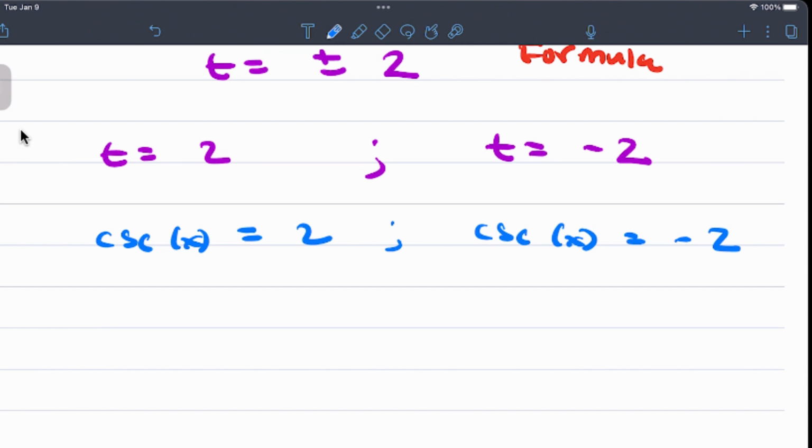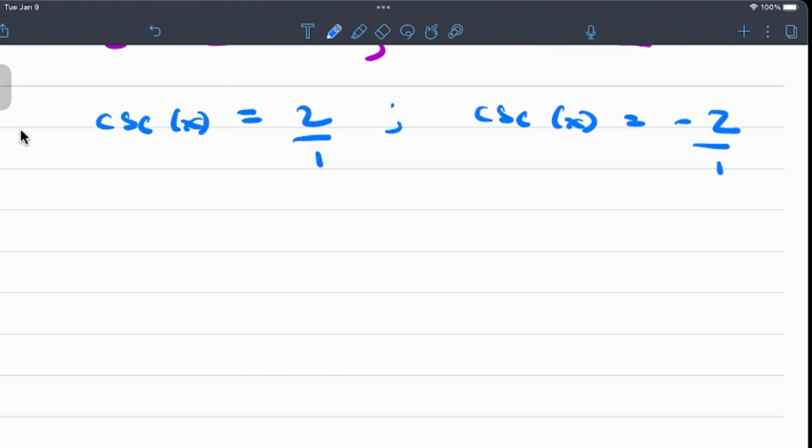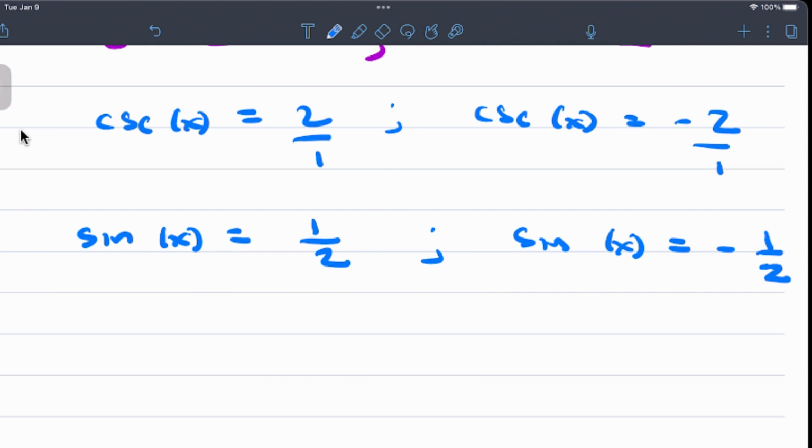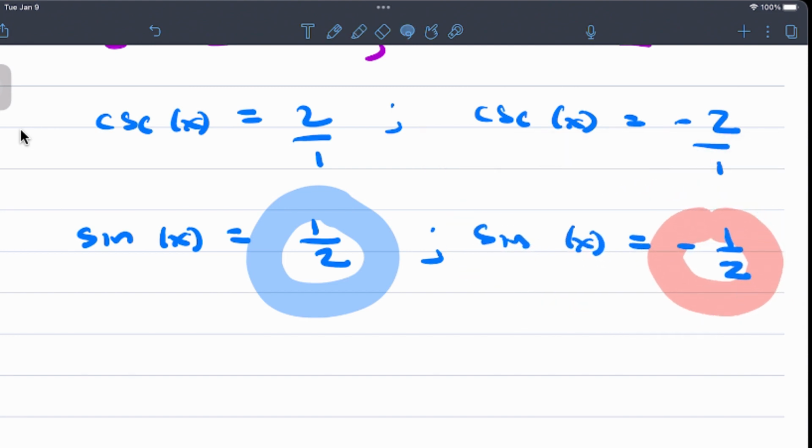What does that mean? Do you guys remember? If I put the reciprocal, 2 over 1, and a negative 2 over 1, what does that actually mean? Right? Don't we have to take reciprocals? That means sine is what? Is 1/2. And sine is negative 1/2. So now we got both positive and what? Negative. So sine's positive 1/2. Sine is going to be what? Negative 1/2. Okay, you guys okay with that?